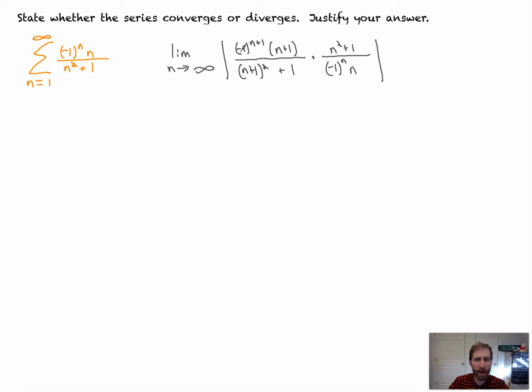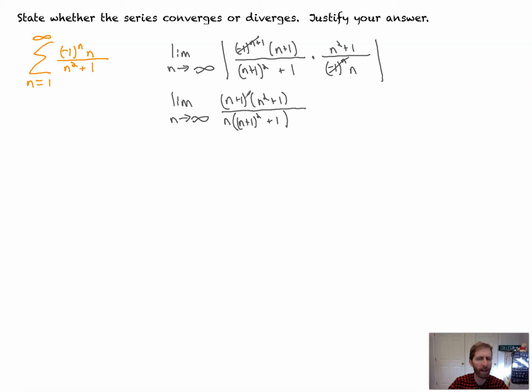So we're going to simplify this down. The negative ones get completely clobbered by the absolute values, right? And what you're left with is the limit as n goes to infinity of, and essentially we don't need the absolute values because we're going to a positive number and everything else is positive, n plus 1 times n squared plus 1 all over n times n plus 1 squared plus 1.